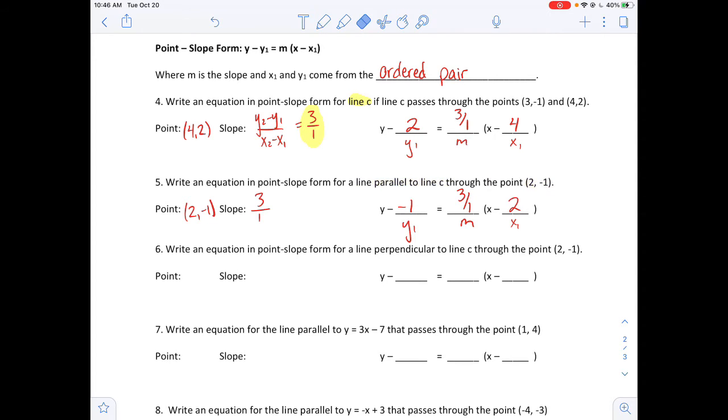Now let's try another one. A line perpendicular to line C through the point (2, -1). So my point is still (2, -1), but now I want perpendicular. And remember, perpendicular to that fraction, we're going to flip the fraction and change the sign, get our opposite reciprocal. So it's going to be -1 over 3. 3 over 1 became -1 over 3. And then I just have to plug in my y1, x1, and m. So y1 is another -1, m is -1/3, and x1 was a positive 2.